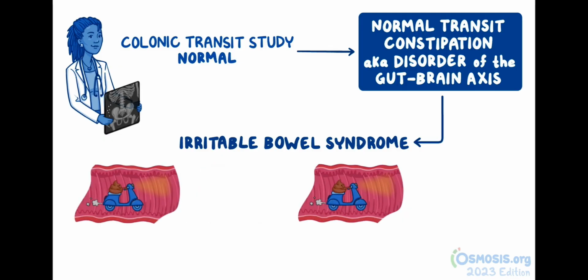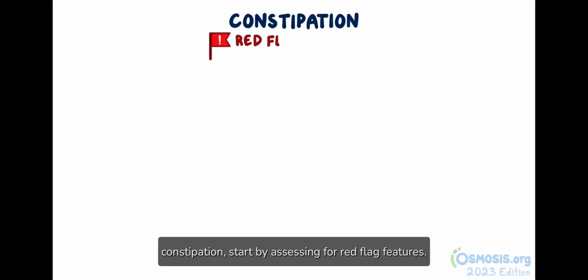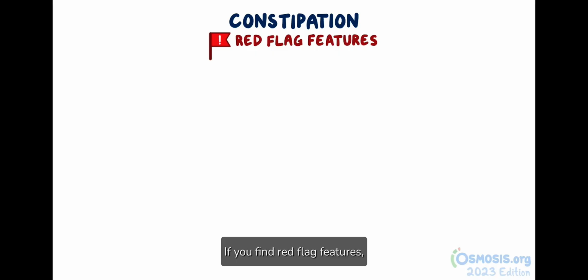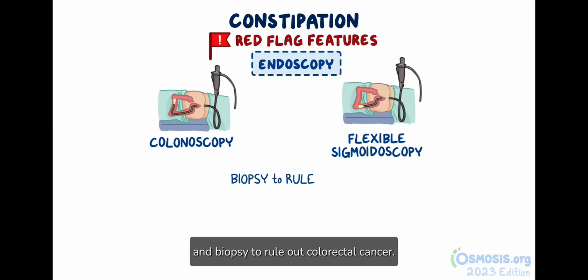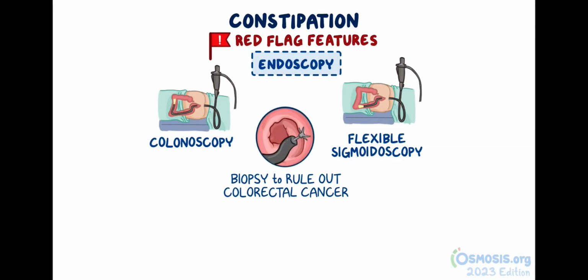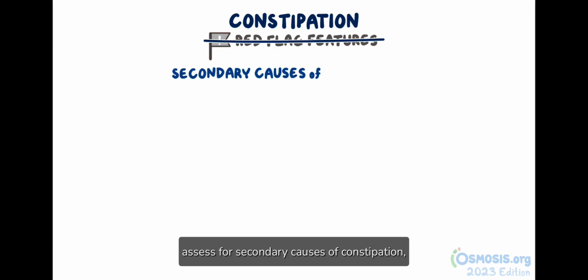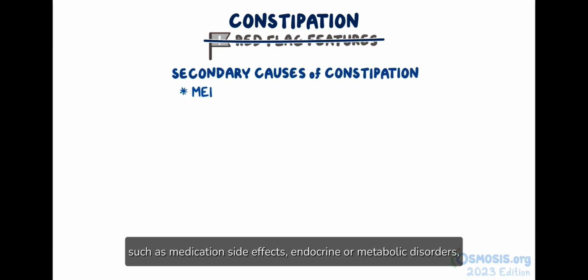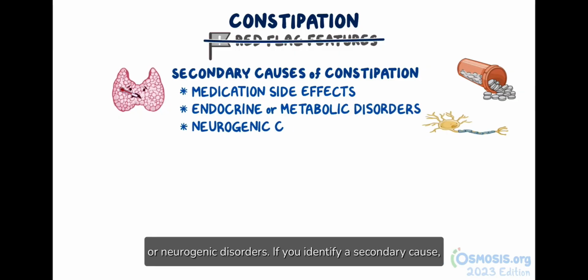One type is irritable bowel syndrome, which might be marked by alternating episodes of diarrhea and constipation, or dominated by either symptom. All right, as a quick recap, if a patient presents with constipation, start by assessing for red flag features. If you find red flag features, order an endoscopy, like colonoscopy or flexible sigmoidoscopy, and biopsy to rule out colorectal cancer. On the other hand, if there's no red flags, assess for secondary causes of constipation, such as medication side effects, endocrine or metabolic disorders, or neurogenic disorders.